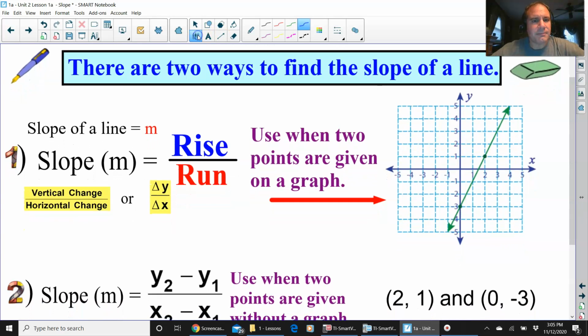Going on to the next page, the M represents slope. When I said M before, just put a star next to it, that means slope. This is the slope formula for when you have a graphed line, used when 2 points are given on a graph. So we're going to say, all right, rise over run is the formula. So that's the one that we're going to focus on right now.